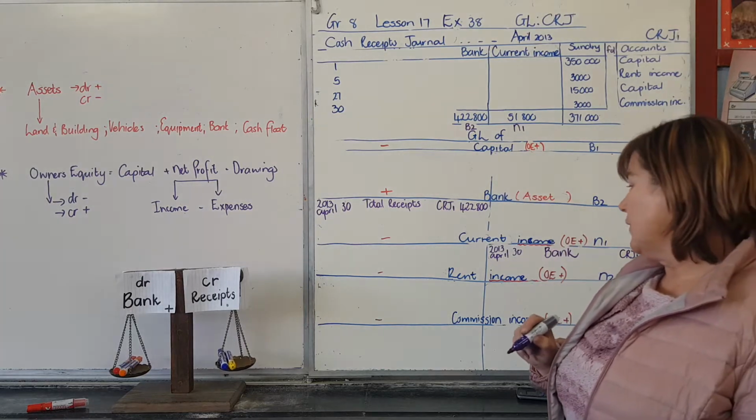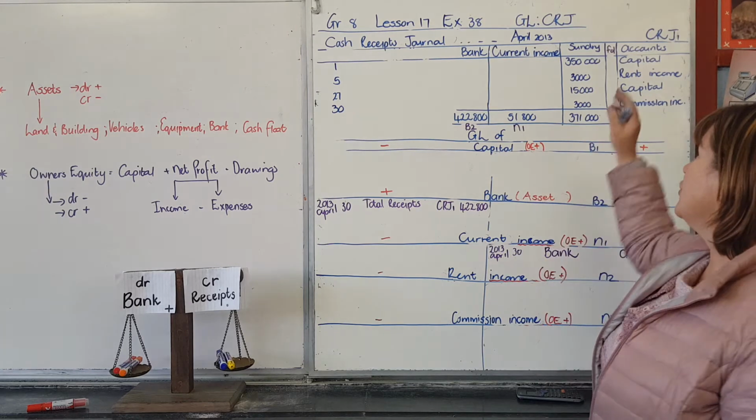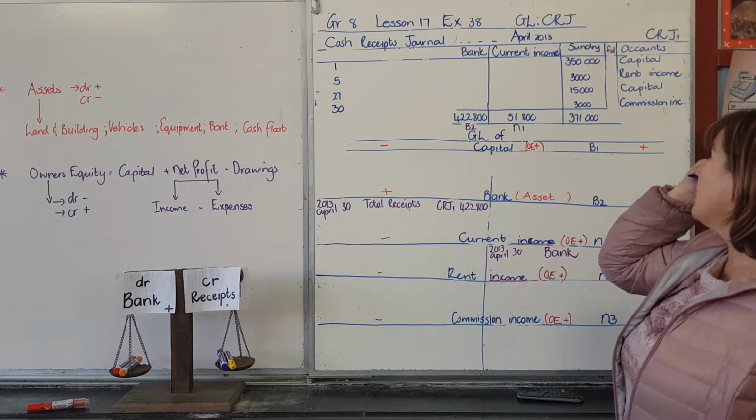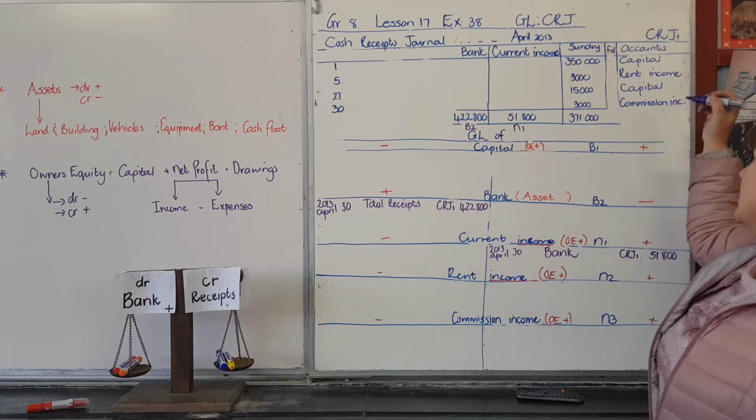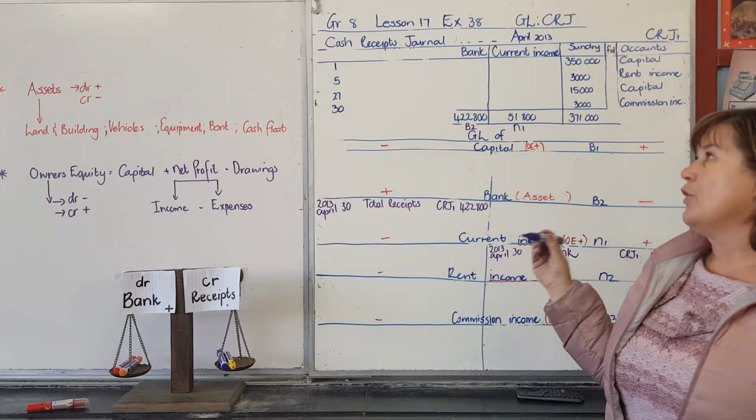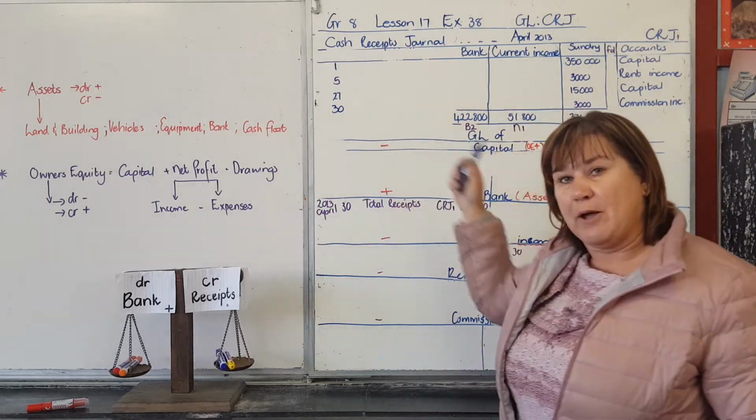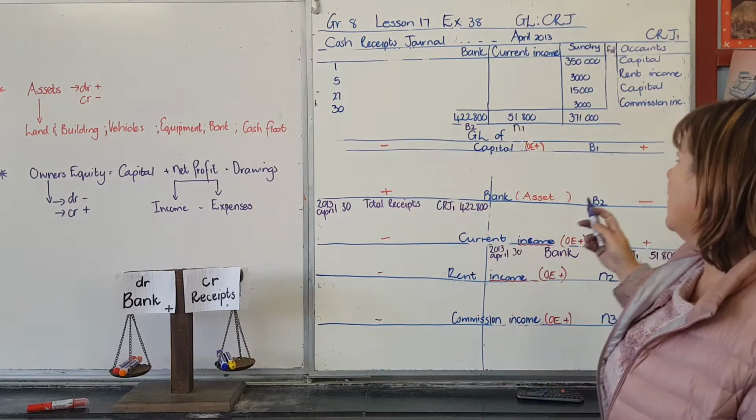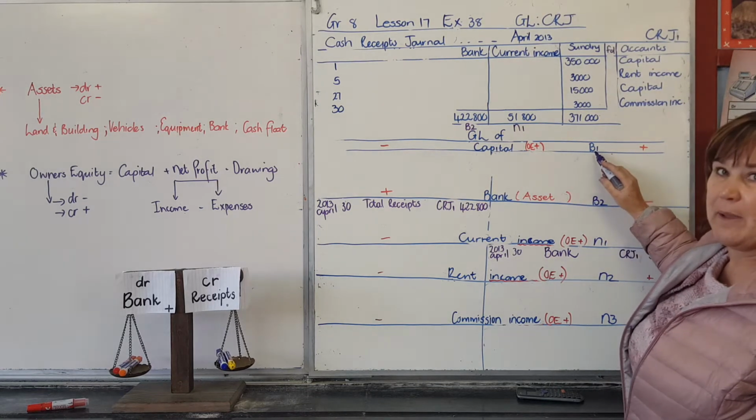So your bank increased. Then you do not have columns, but you do have the sundry accounts, and in your sundry account you've got capital, rent income, capital, and commission income. So you have to go and see on what date, and on that date you'll post it to your general ledger. Right, so if you look at the first one, capital, what is your folio number for capital?